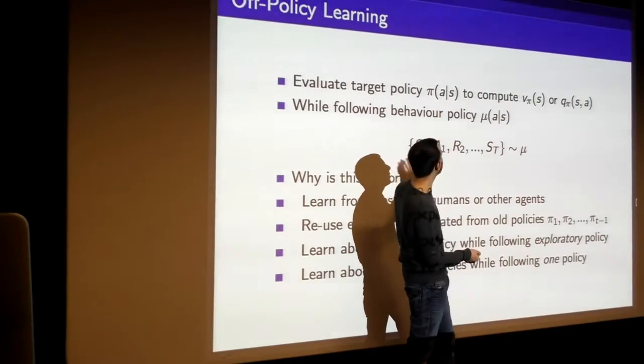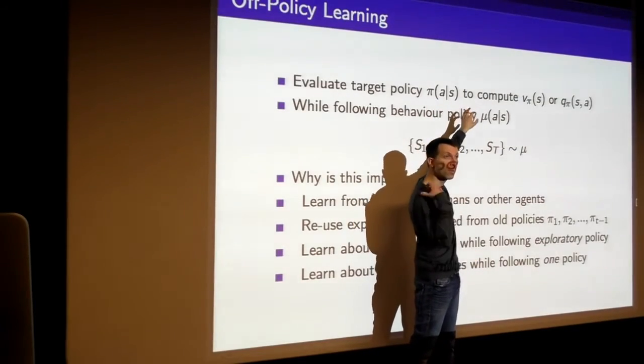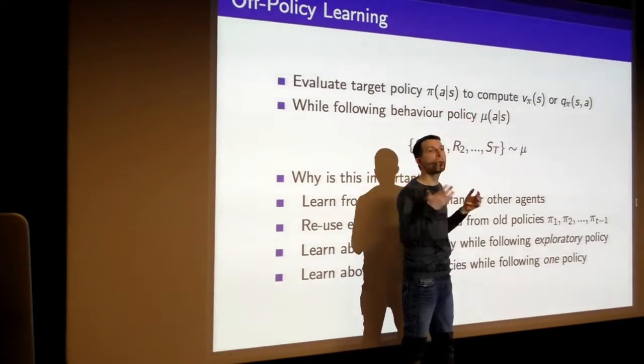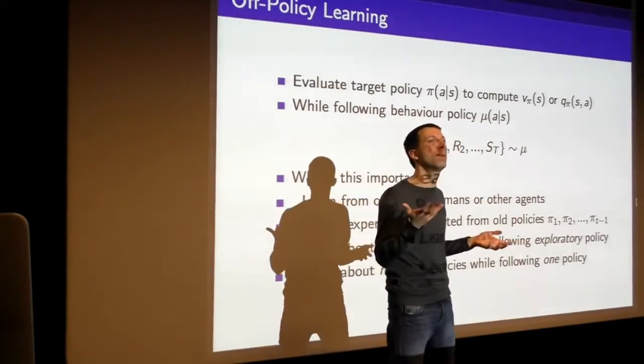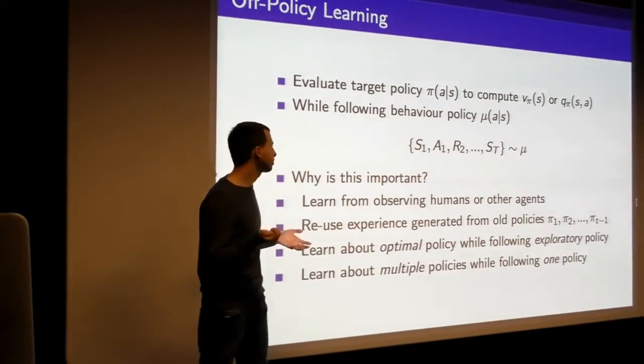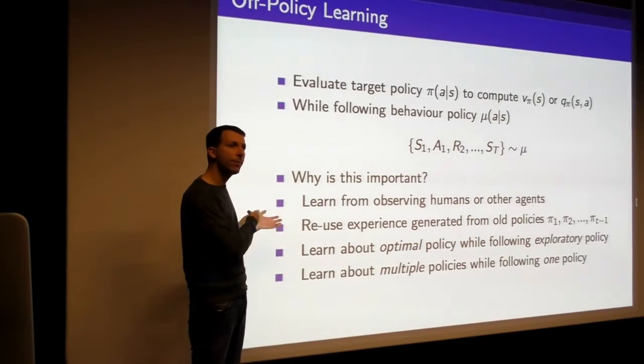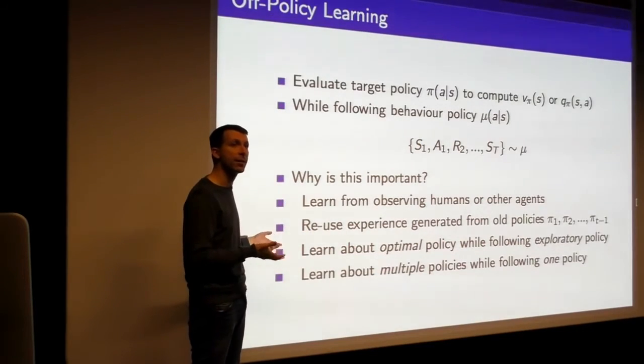But the behavior that we see is not going to be drawn from this thing that we're wondering about. So why would we want to do that? Why do we care about off-policy learning? So here are four possible reasons that you might care about this a lot.